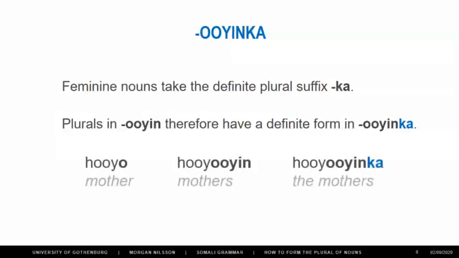like hoyo, hoyoyin, hoyoyinka, the mothers, hoyoyinka. So depending on the plural suffix, you can easily arrive at the correct form of the definite plural. Plurals in oyin will always have a definite form in oyinka.